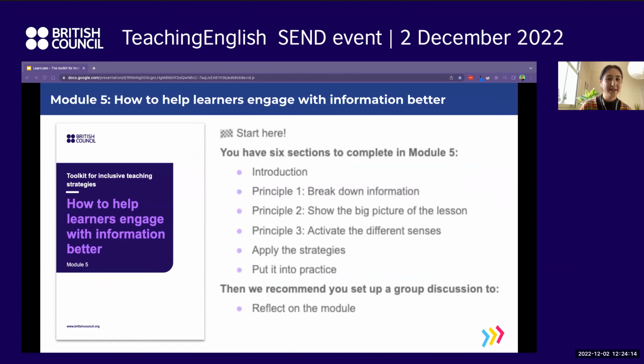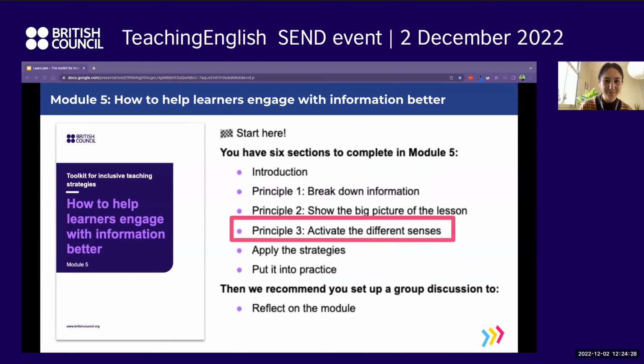So in this module, you'll learn 3 principles to help your learners better engage with information in your online classroom, and some strategies that you can use in your upcoming lessons. So let's look at one of the principles. And that one is number 3, activate the different senses. So to help learners engage with information better, we're suggesting to activate the different senses.